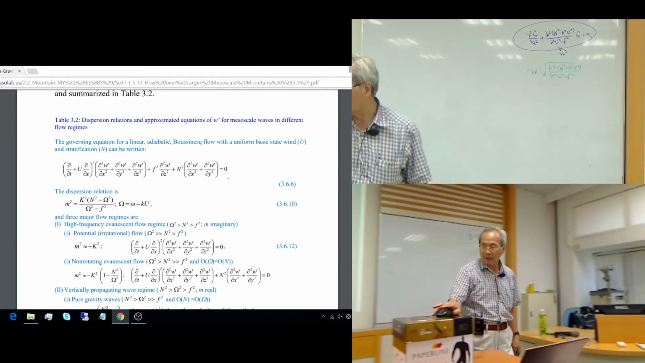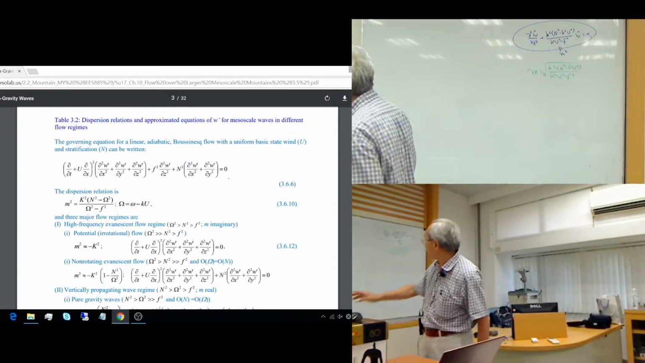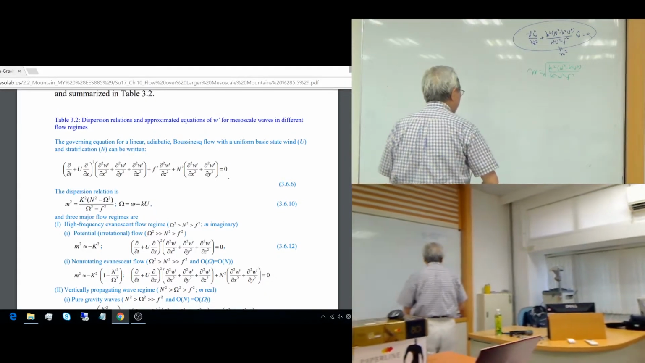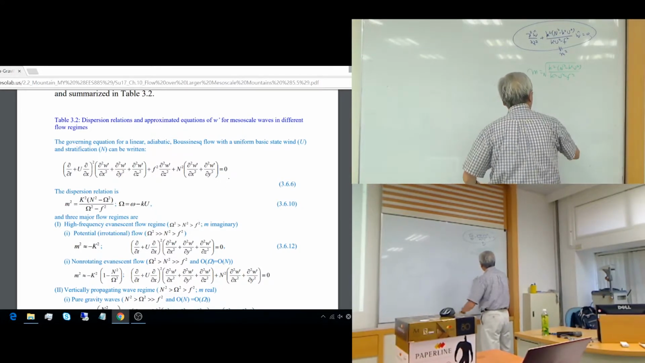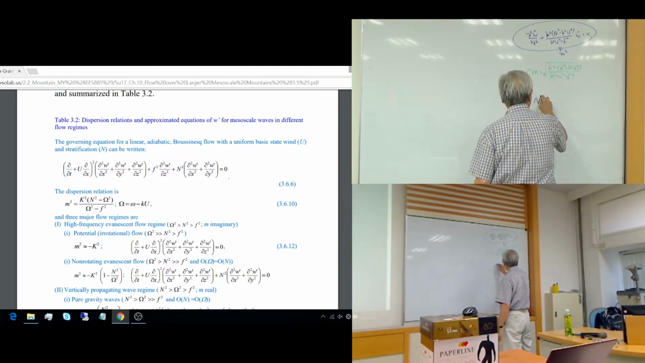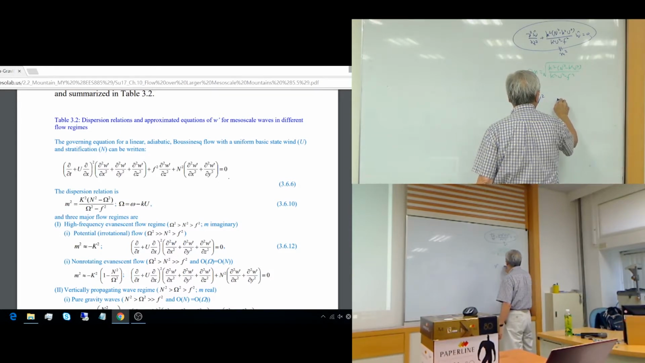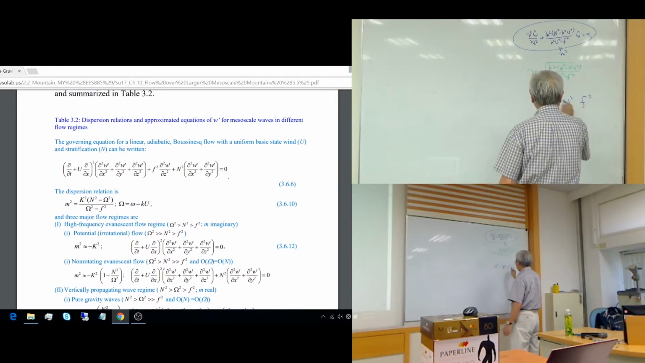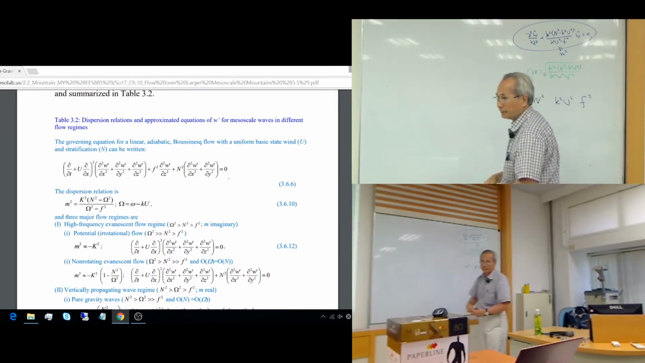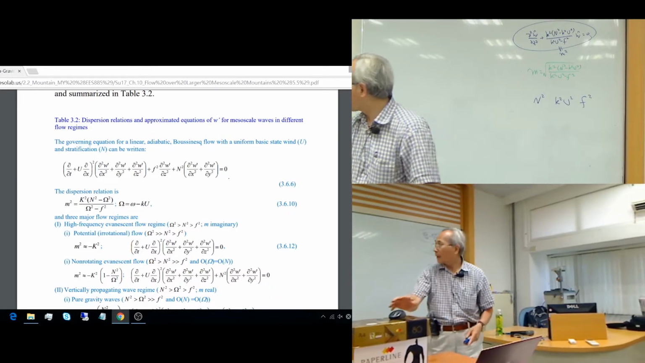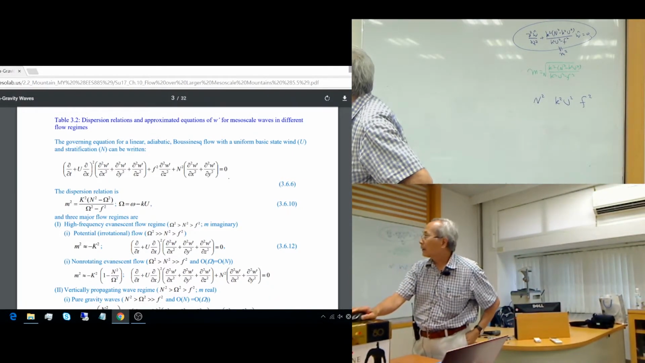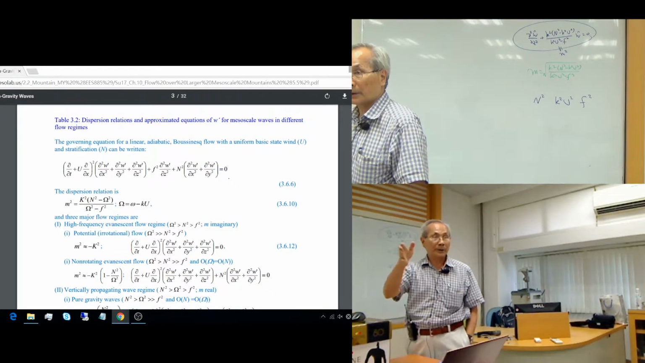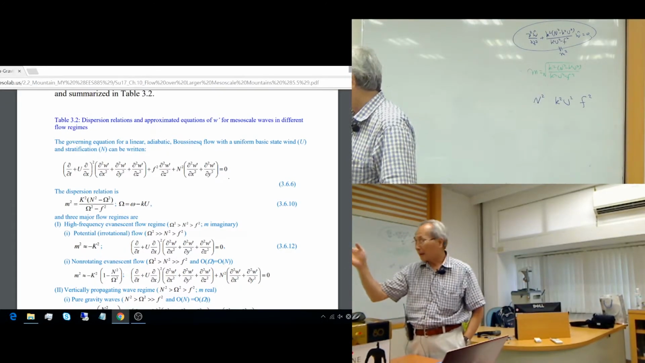I think they are pretty easy to follow because you have 3 variables to compare. You have N squared, you have k U squared, you have f squared. So you can compare these 3, and each one will give us different governing equations when we ignore certain terms.